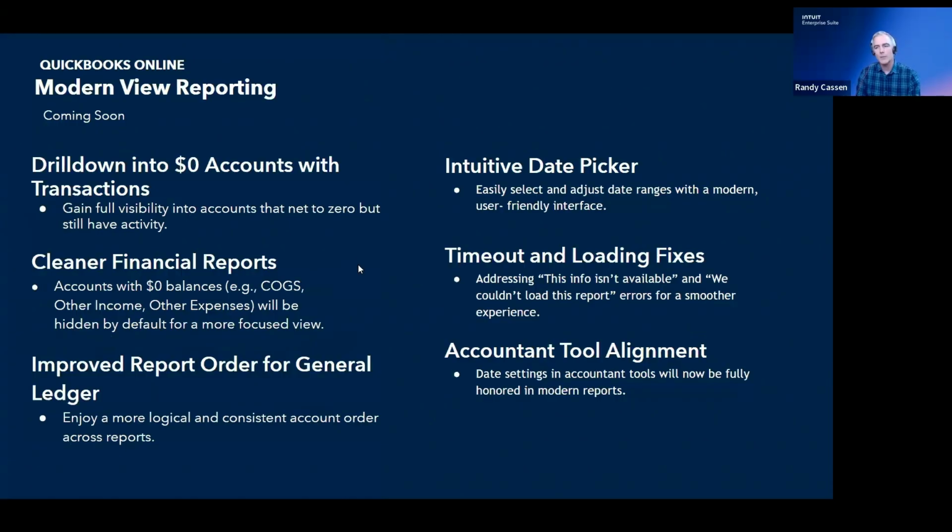And then some things that are coming soon. Whether it's the improved report order of the general ledger, your $0 accounts, intuitive date picker. But this one I think for me calls out because I used to heavily rely on the reports option in the accountant toolbox, now called My Menu. And that report option would only look at classic view and not the modern view. So they're looking at fixing that. So your feedback's been heard, keep it coming, but I just wanted to share these slides in case you weren't at the In the Know last time.